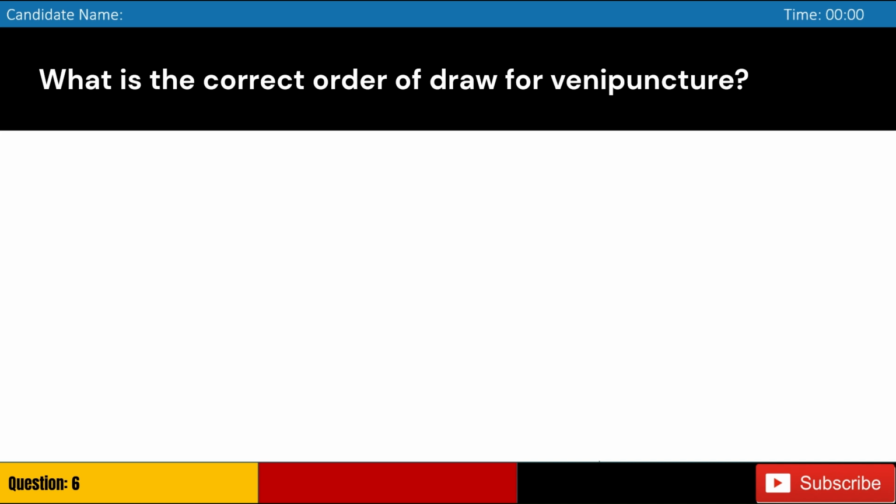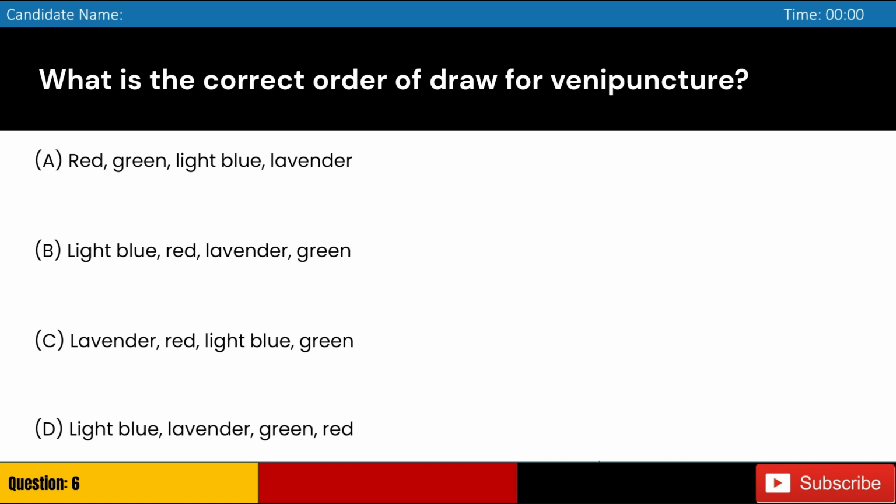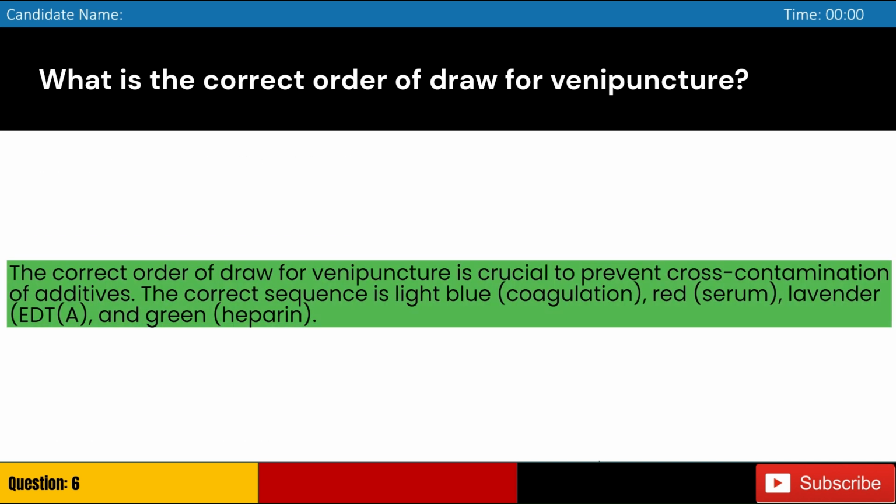What is the correct order of draw for venipuncture? A. Red, green, light blue, lavender. B. Light blue, red, lavender, green. C. Lavender, red, light blue, green. D. Light blue, lavender, green, red. Answer: B. The correct order of draw for venipuncture is crucial to prevent cross-contamination of additives. The correct sequence is light blue, coagulation; red, serum; lavender, EDTA; and green, heparin.